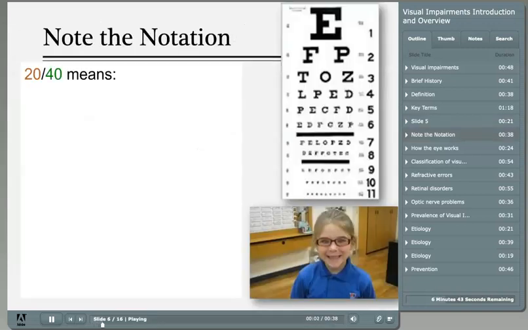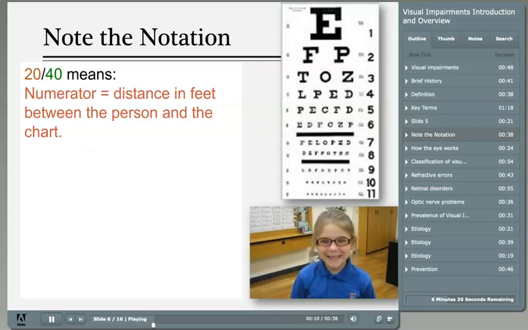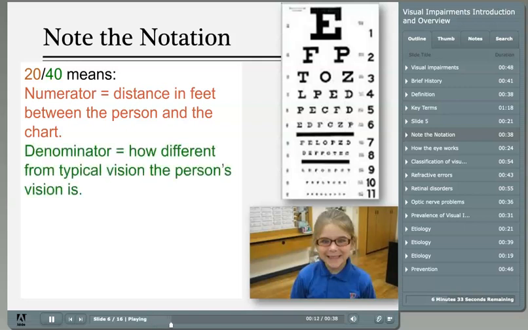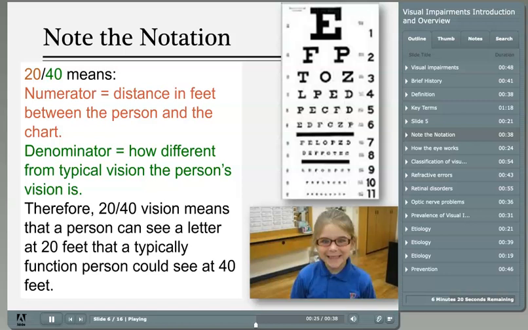To help provide a better understanding of the notations used to describe visual acuity, the top number is the numerator and the bottom number is the denominator. The numerator tells the distance in feet between the person and the chart. The denominator indicates how different from typical vision the individual's vision is. Therefore, 20/40 vision means that a person can see a letter at 20 feet that a typically sighted person could see at 40 feet. The number on the top never changes. However, the greater the number on the bottom, the worse the vision is.